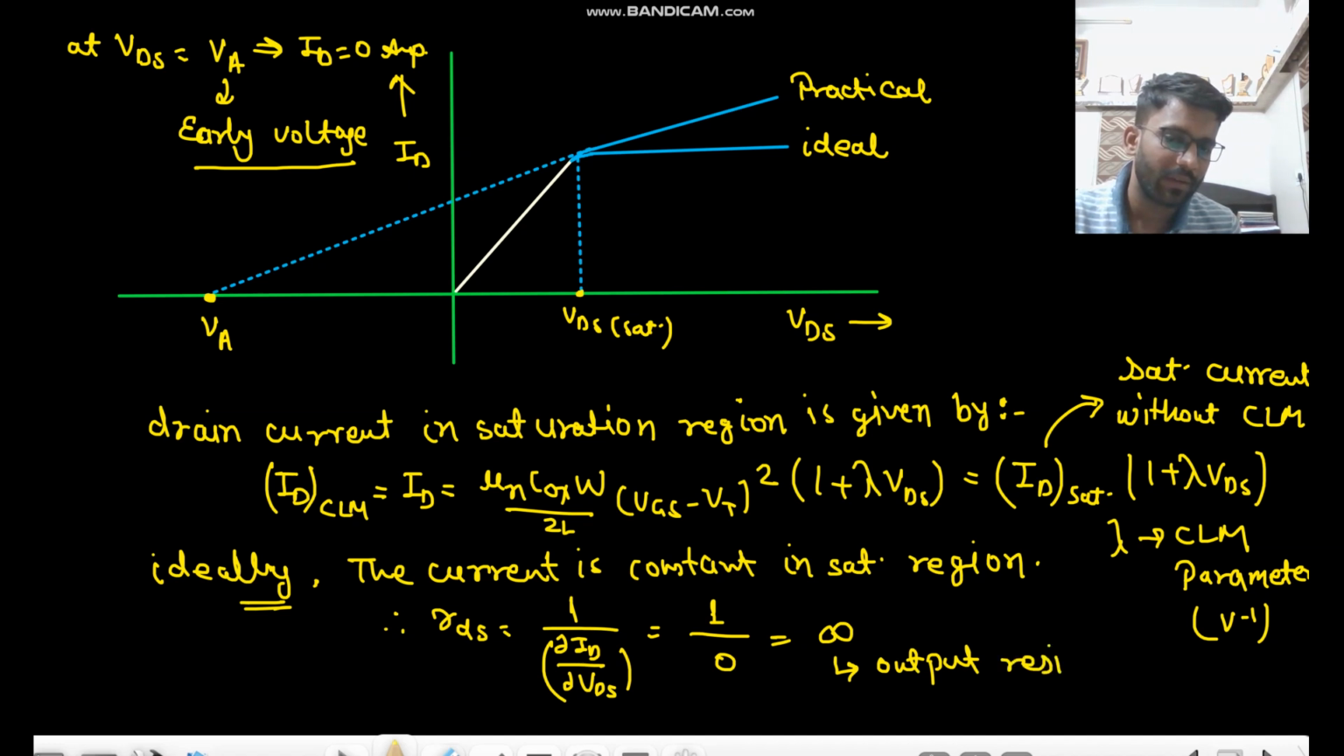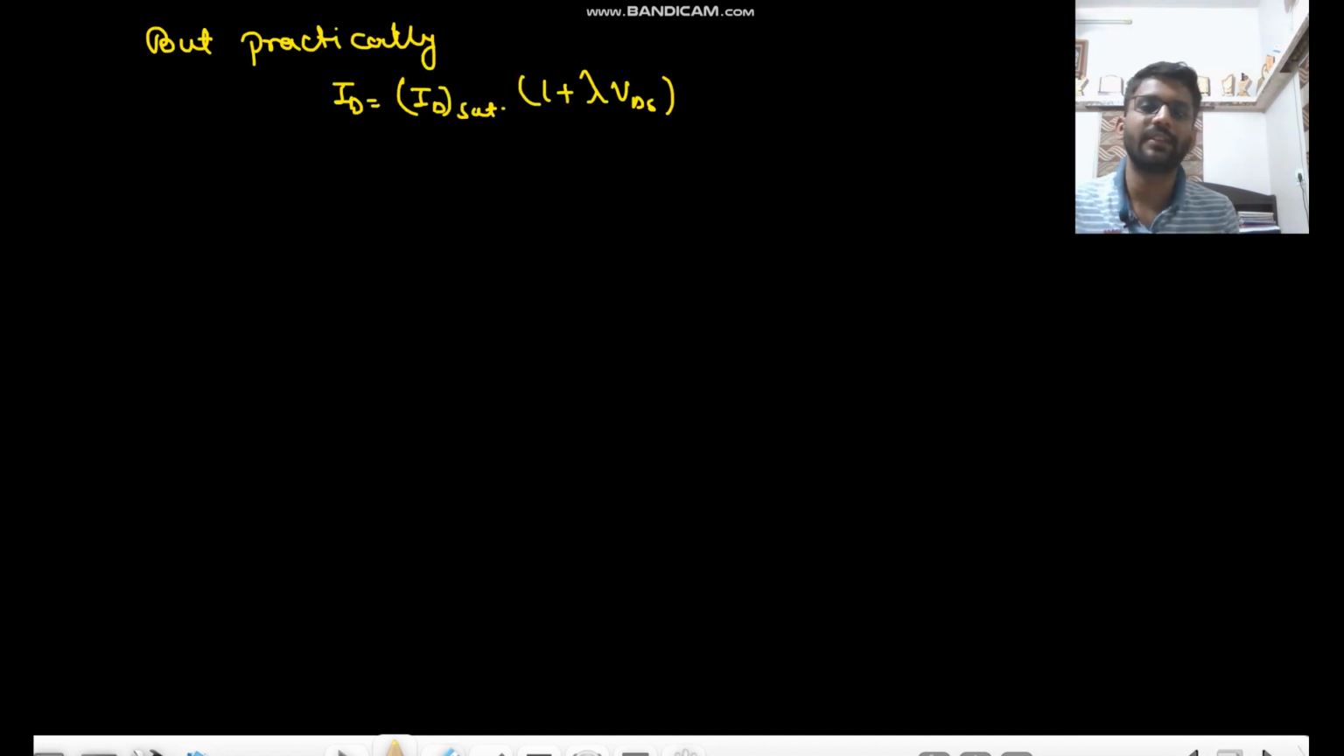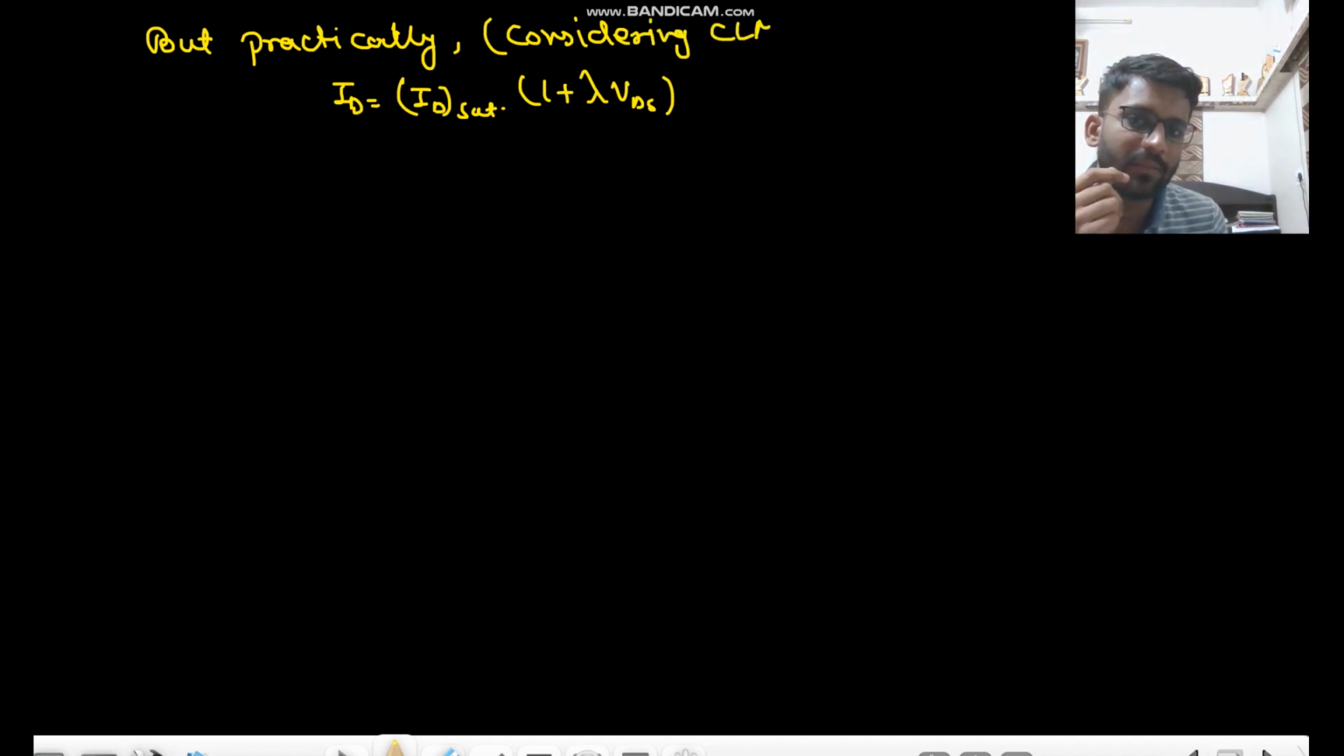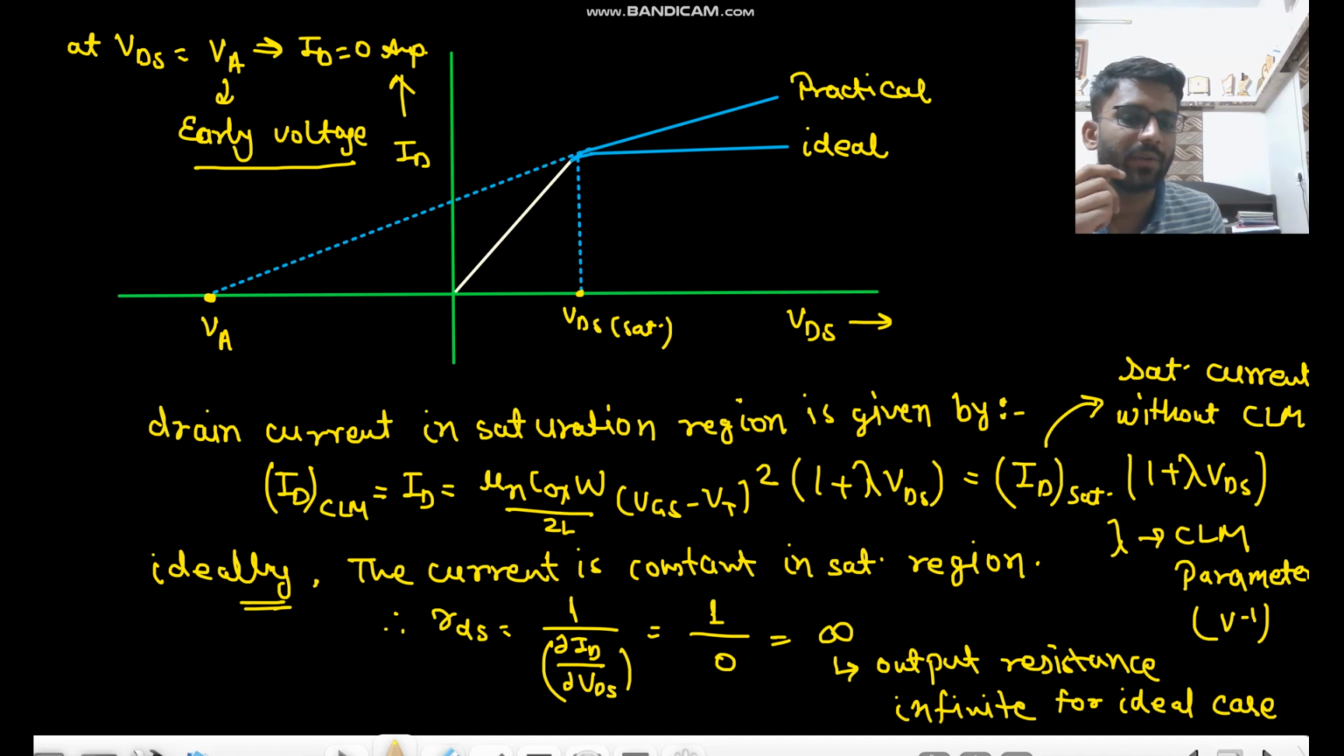So the output resistance is infinite for the ideal case. But practically, when considering channel length modulation, how this formula came, you don't need to know. The derivation is very easy for this one, but no need of derivation. How this formula came, there is no need to know that.